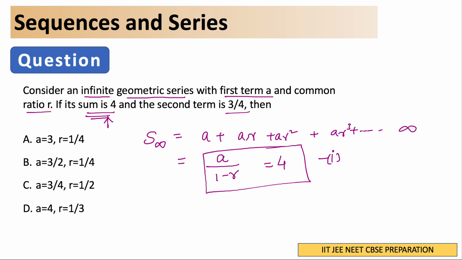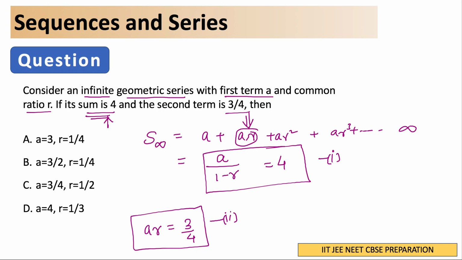Second thing, second term is 3 by 4. So what is the second term of the GP? Can you quickly tell me? Second term is this ar, right? So I can write ar is equal to 3 by 4. So this is our second equation. So we have two equations, 1 and 2, and we have two variables a and r. So we can quickly solve it, right? We can substitute one of them, make a quadratic equation, and you'll get the roots.